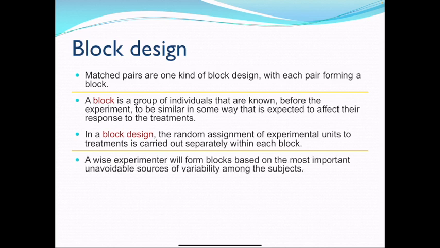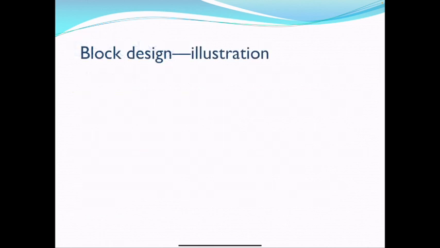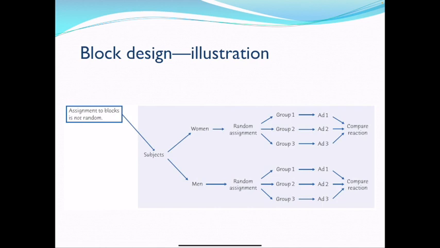So a wise experimenter will form blocks based on the most important unavoidable sources of variability among the subjects. And then randomization will average out the effects of the remaining lurking variables and allow unbiased comparison of the treatments. That's our goal. So here we have an illustration of block design. We've got our subjects. We break our subjects up into two groups. The blocks, not random. Then we randomly assign them to groups, and then we can compare their reactions.